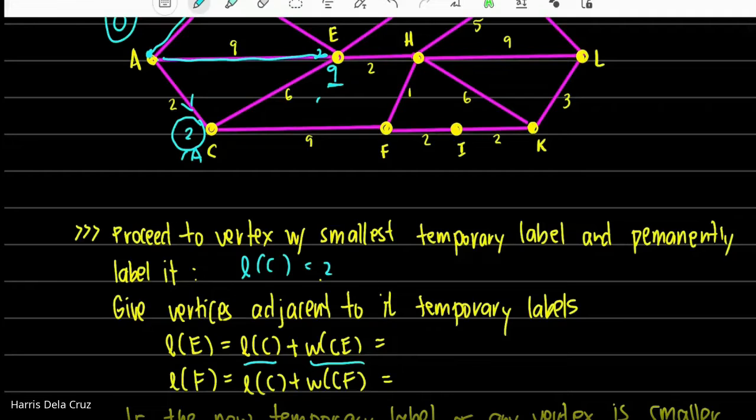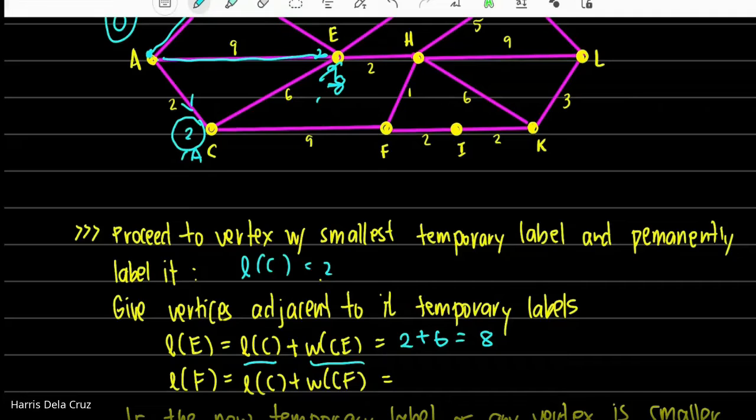Alright. So that will be 2 plus 6. So that's 8. So now we know na mas maigsi yung dumaan kay C kesa manggaling kay A, papunta kay E. Since pag galing ka kay A, 9 yung label mo, pero pag galing ka kay C, 8 lang yung label mo. Since mas maliit yung 8 sa 9, papalitan mo to ng 8. Ibig sabihin, it's a better route to go from C to E than to go directly to E from A.